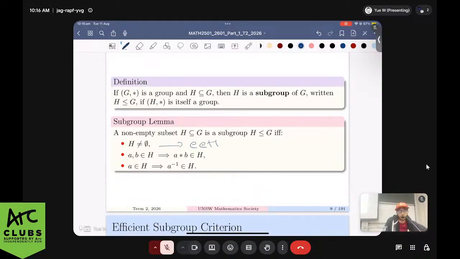And then also you need to prove H is closed under star and inverse. This is what this means: if A and B are in H, then A star B is also in H, and if A is in H, A inverse is in H. So you just need to prove non-empty, closure under the operation, and closure under inverses.